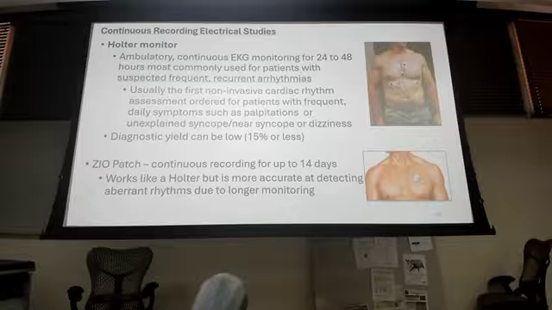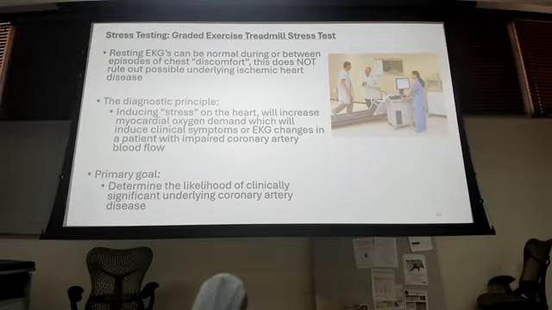And these could be your Holter monitor, which is 24, 48 hours that you're wearing this EKG. Or you can do a Zio patch, which gives you 2 weeks, maybe even 30 days of information to try to capture this arrhythmia. Okay? So Holter and Zio patch help you with that.